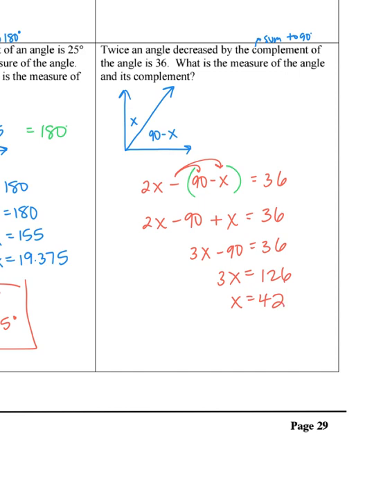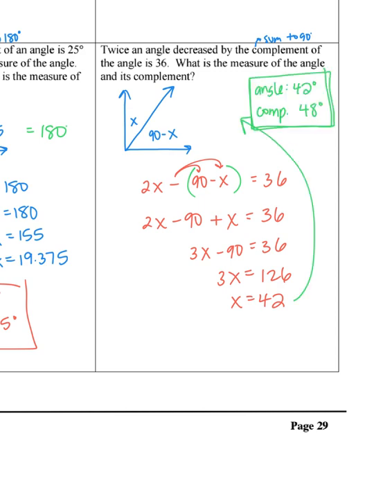What is the measure of the angle and its complement? Go ahead and answer that. And hopefully your answer matches my work as I've plugged it back in. The angle was 42 degrees and the complement was 48. That is the end of day 4 notes.